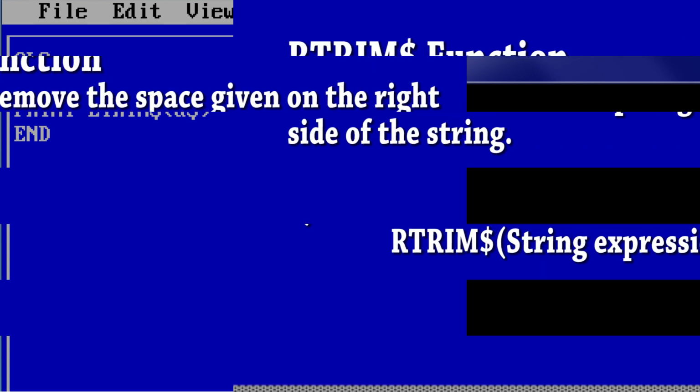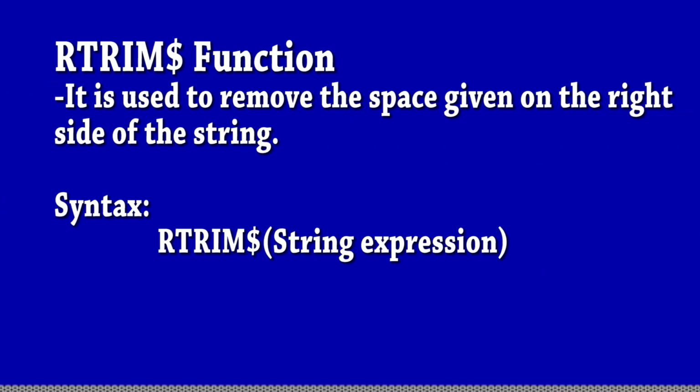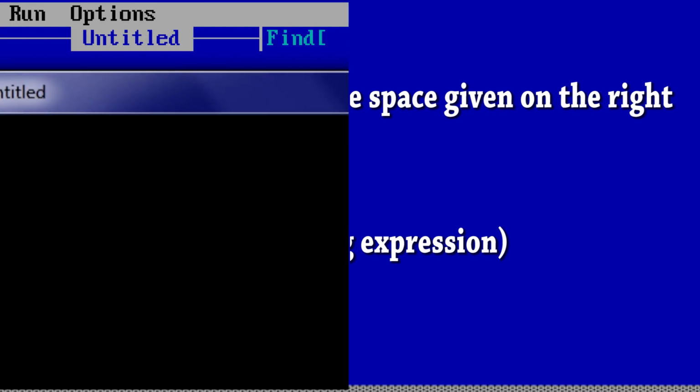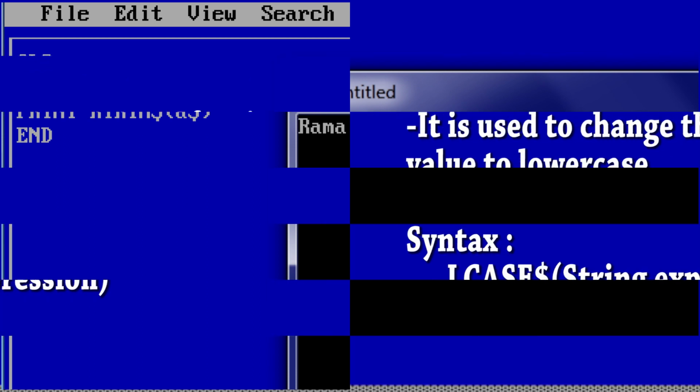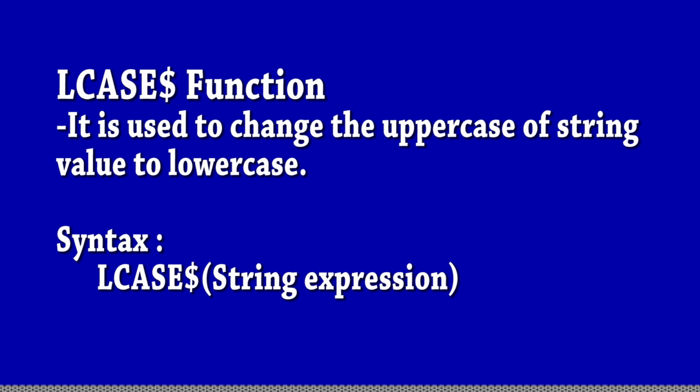And then the other is the $trim function, which removes the space given on the right side of a string variable. Here in the syntax, $trim string expression, and in the example you can see $8 equals Rama, then a space, but because of $trim, the space on the right side is removed. Understood? Okay, so now another topic we'll read, that is the $case function.